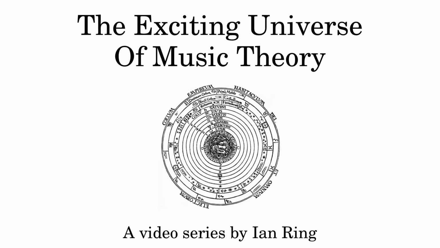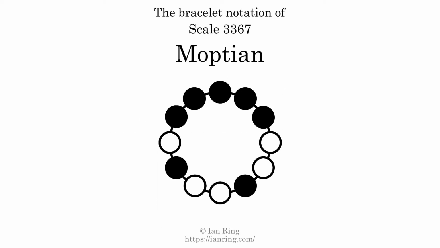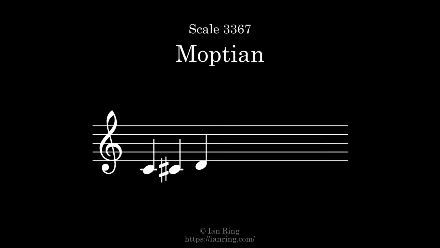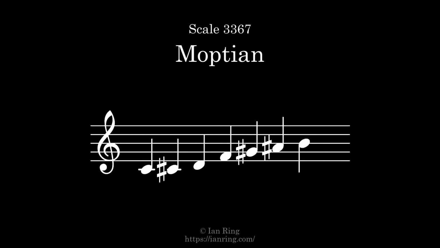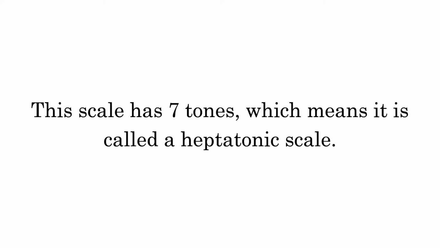Then let's begin. Today we will talk about scale 3367, Moptian, which sounds like this. This scale has 7 tones, which means it is called a heptatonic scale.